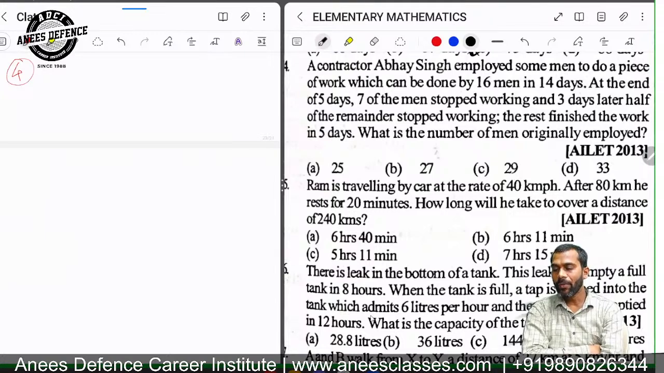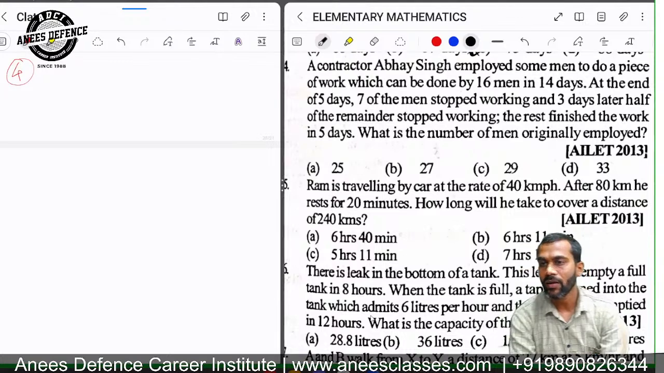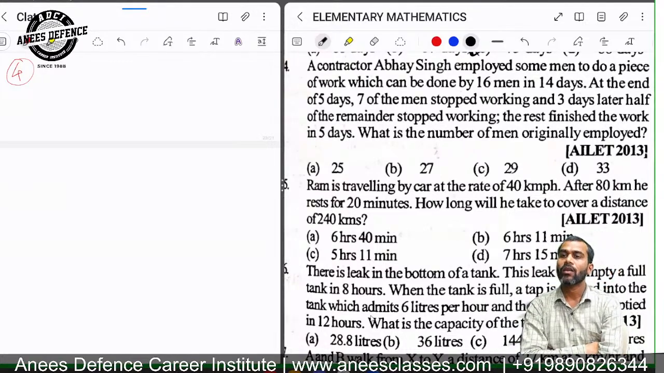A contractor, Abhay Singh, employed some men to do a piece of work which can be done by 16 men in 14 days. At the end of 5 days, 7 of the men stopped working, and 3 days later, half of the remainder stopped working. The rest finished the work in 5 days. What number of men were originally employed?